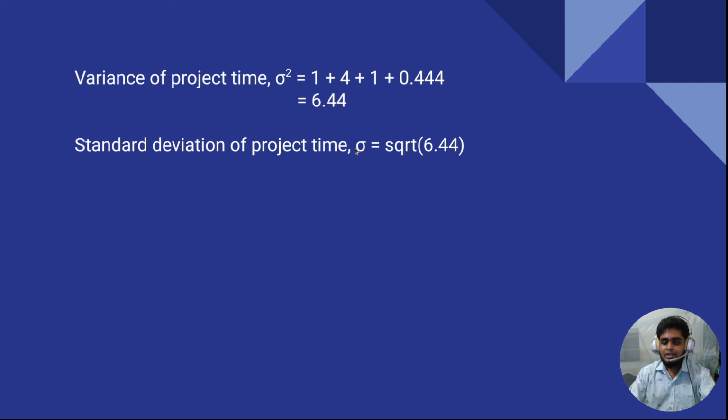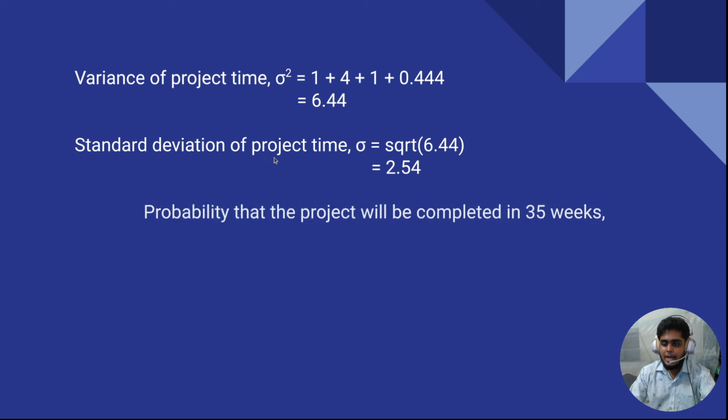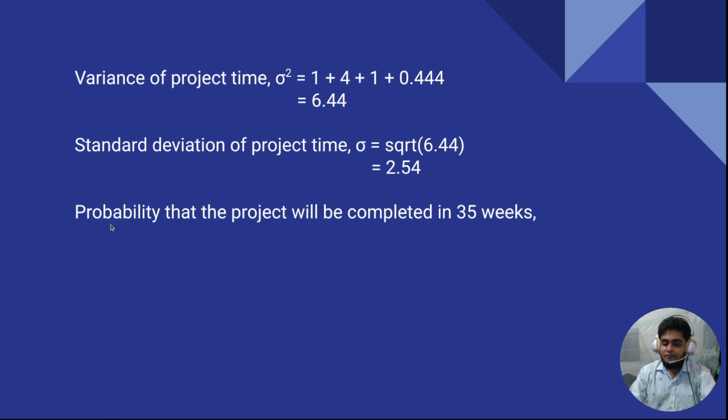And how can you calculate this? Simple, just take the square root. The square root of 6.44 is equal to 2.54. So 2.54 is the standard deviation of project time. Okay, so I already ended the third question here. This is the answer for the third question, and this is the start of the fourth one.